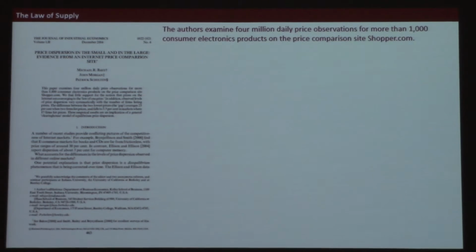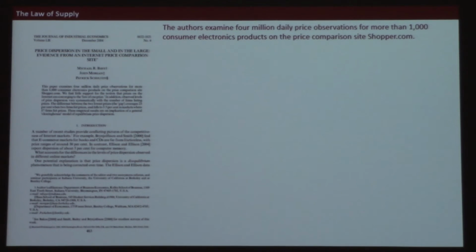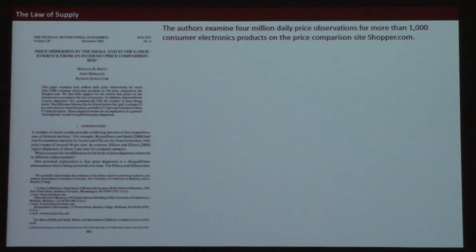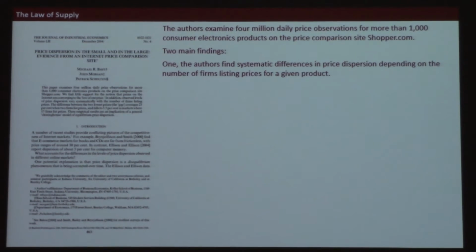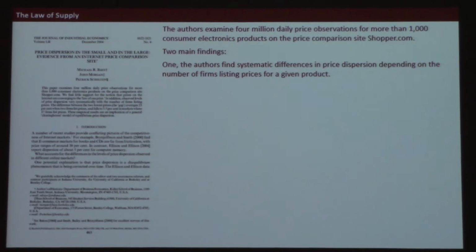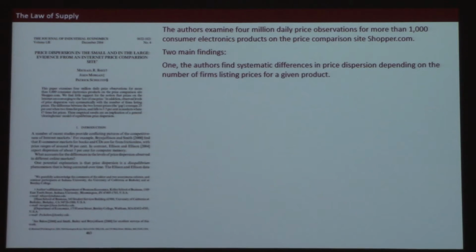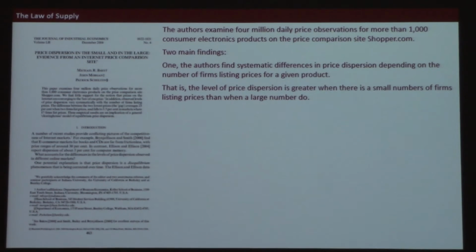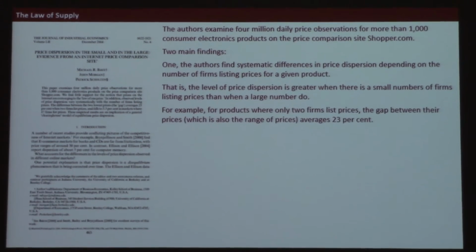And what they did is they went on this website called Shopper.com, looked at over 1,000 products, and what they found was that even on the internet, not all products have the same number of sellers. So products that had more sellers were cheaper, products that had fewer sellers had higher prices and a greater distribution of prices. So I found that pretty interesting.